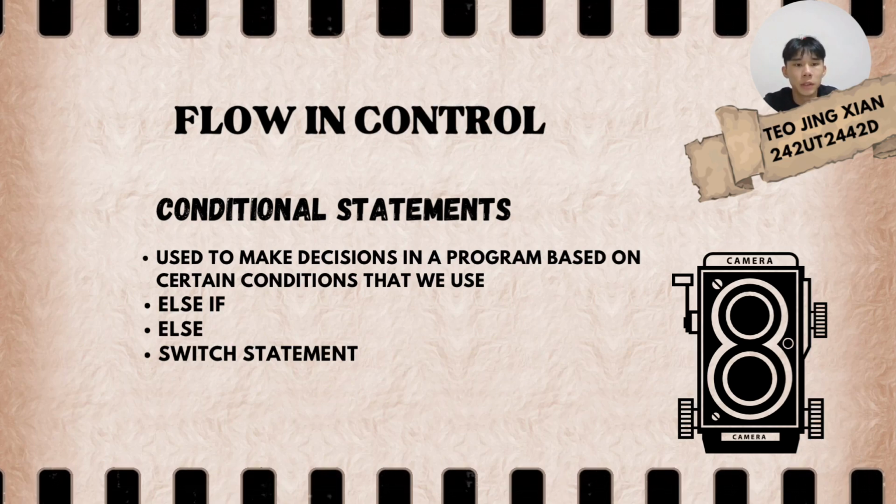I'm Jingxian, and now I will share with you the control flow in our program. So in our program, we use control flow to make decisions and repeat actions based on certain conditions. Conditional statements like if, else if, and else help us check conditions and execute specific blocks of code depending on whether the condition is true or false. The switch statement is used when we need to evaluate a single variable against multiple values and act accordingly.